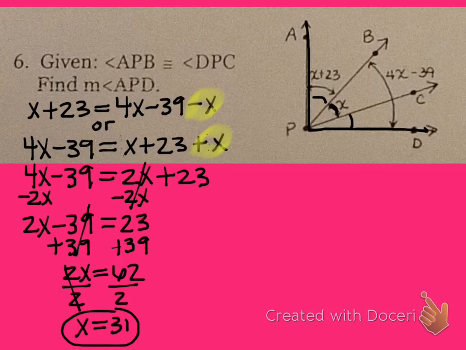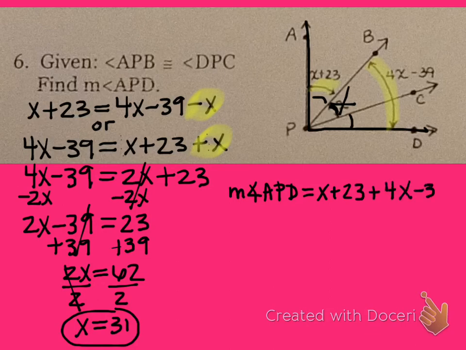What I can do though is I can see that this angle plus this angle will equal angle APD. And I can just ignore this little x guy for the time being because he's a part of the 4x minus 39 angle. So that's what I'm going to do. So the measure of angle APD is going to be equal to the x plus 23 angle plus the 4x minus 39 degree angle.